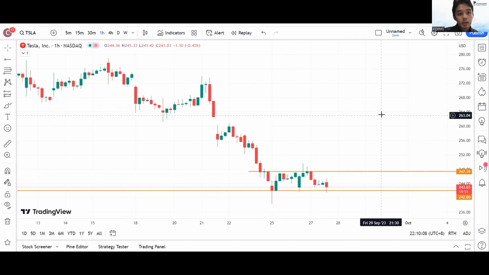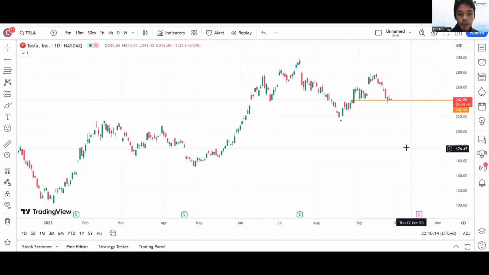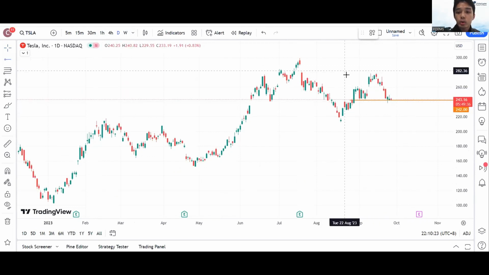But let me take a look at the day chart for swing traders. So for the daily chart, the first resistance is still at 241. First support, we are looking at 241. Second, we are looking at 217. So once it breaks the 241 level, it should be ranging in between.